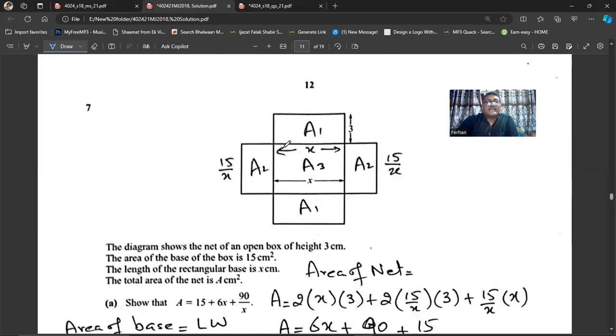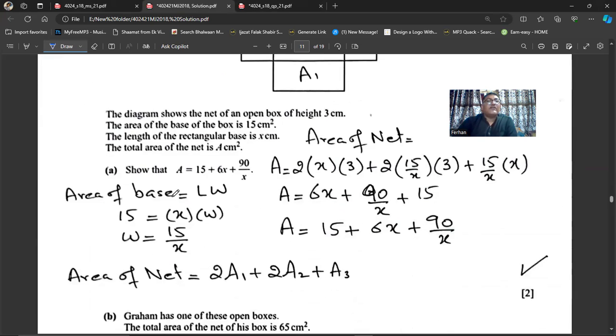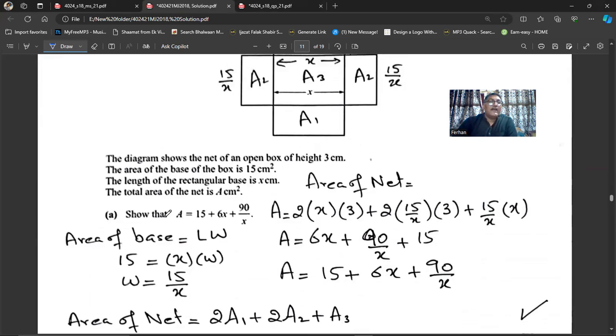So this side is x, this side is x, and this side is 3, this side is also 3. This is 3, this is 3, and so on. So we know the area of the base is 15 centimeters squared. The area of the base is length times width, and that is 15. Its length is x, and the width is the question. So the width will be 15 by x.